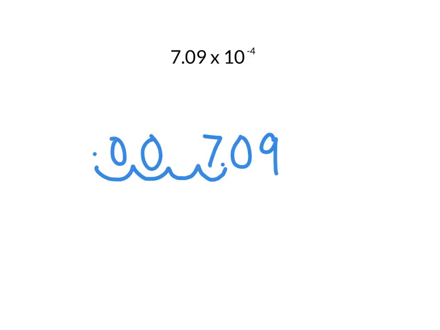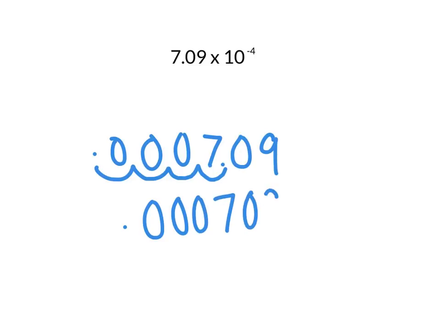All right, looking at this one, from the exponent of a -4, I know that I'm actually looking at a very small number. So I need to move my decimal in a way that will create a small number. So I'm going to move it 4 place values to the left. 1, 2, 3, 4. I'll add in my zeros. And again, it's not how many zeros I add, it's how many place values. So 0.000709. That would be my final answer.